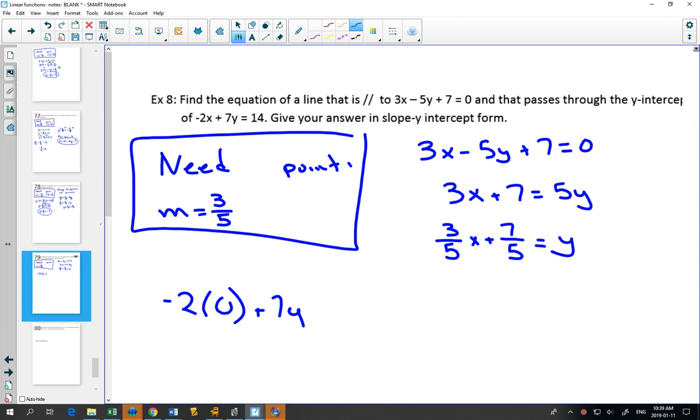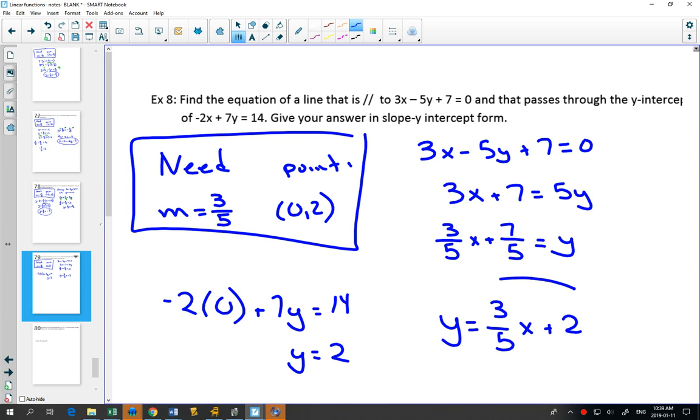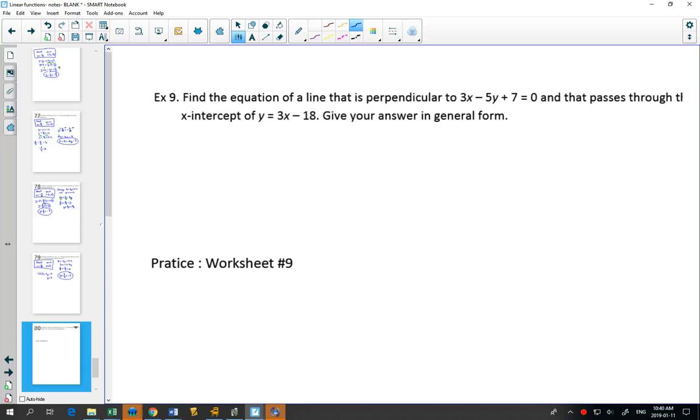So if you did that, you just get 7y equals 14 divided by 7, and y is equal to 2. So your point is 0, 2. Can you see that you could do the shortcut here? We have the slope and our point happens to be the y-intercept, so you could just write y equals mx plus b right away. But if you went through the process of plugging in the point, that'll work out exactly the same, which you probably noticed.